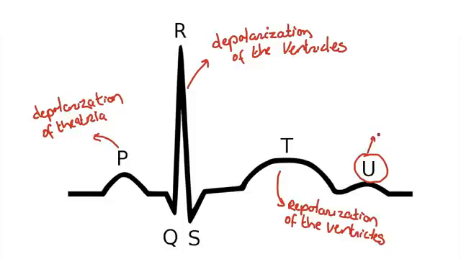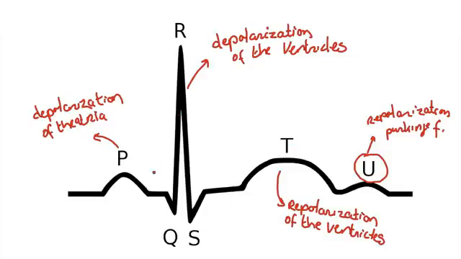And some people think that it's the repolarization of the Purkinje fibers. And it's also thought to be the repolarization of some other specialized muscle cells, but we're not going to go into that. The main things are the P wave, the QRS complex, and the T wave.